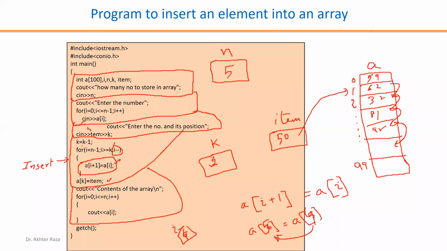Actually, the insertion operation is done by this line. This line is basically assigning a[i+1] = a[i]. So the ith element will be assigned to the (i plus first) element. Suppose the value of i is 5. So the fifth element is assigned to the sixth position. Suppose this is the fifth element and this is the sixth position, which is blank. So we have to move this fifth element to the sixth position.